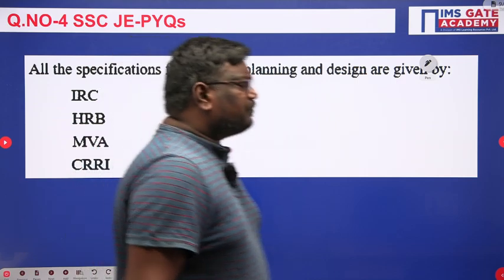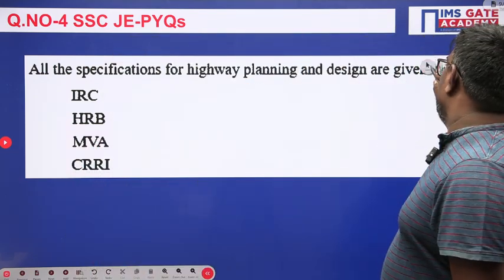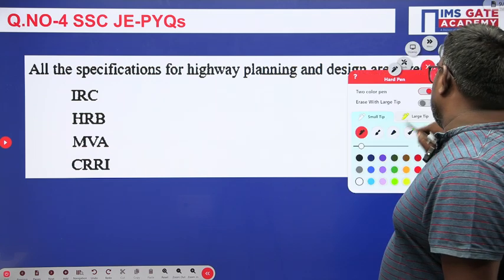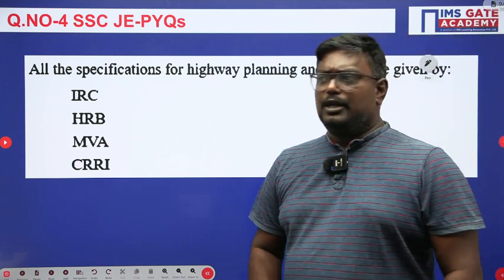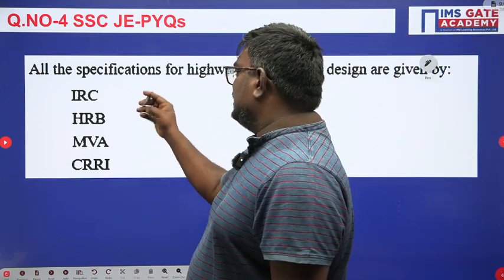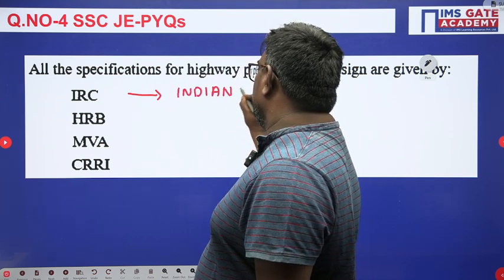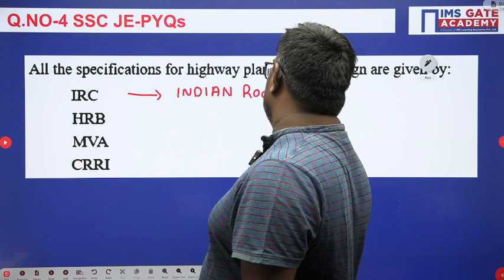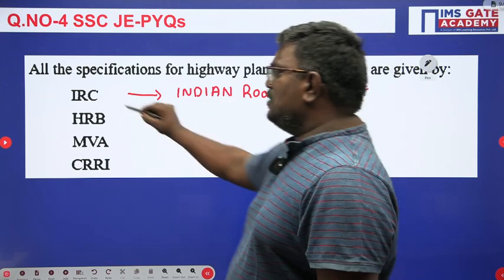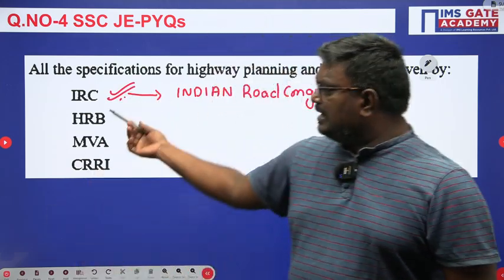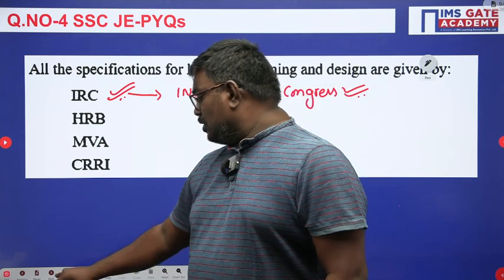Now this is another important question, students. All the specifications for highway planning and design are given by? This is a very important question, students. It seems to be very theoretical. What do you mean by IRC? IRC is nothing but the Indian Roads Congress. Whatever specifications are given in transportation are according to the IRC. So option 1 is the absolutely right answer. But what do you mean by HRB? Highway Research Board. And CRRI is the Central Road Research Institute. Then there is the Motor Vehicles Act also.